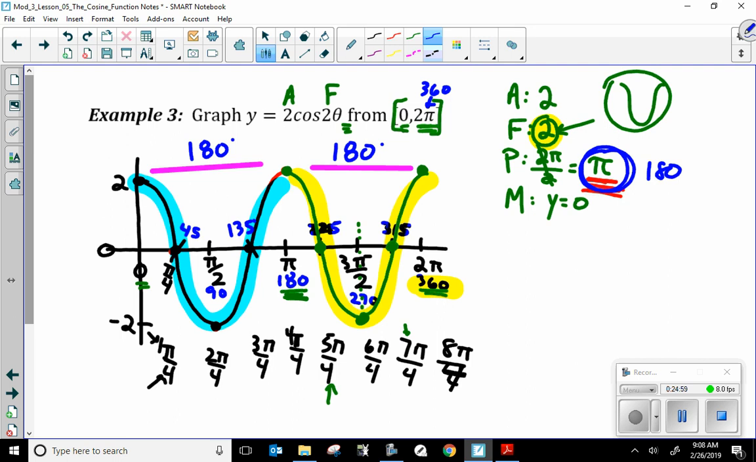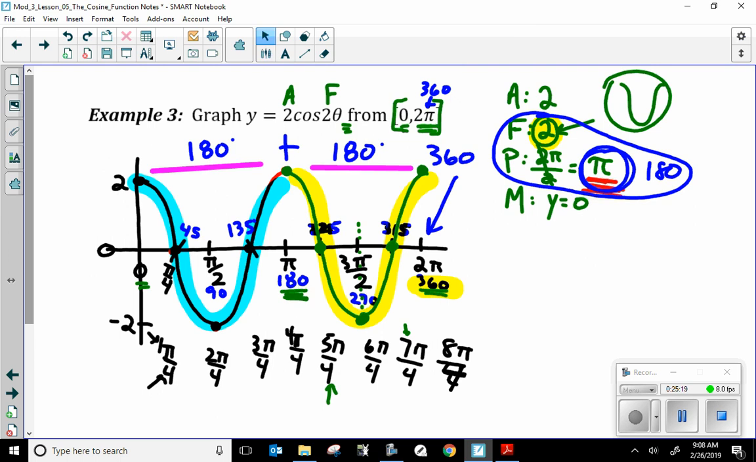So doesn't it make sense that if I graph two of them, I have 180 plus 180, that two of them are going to be in 360? That's why these two are connected. Okay? Sorry, I got excited and fast there for a moment. But that's the beauty of it. It's all connected. It all works out.